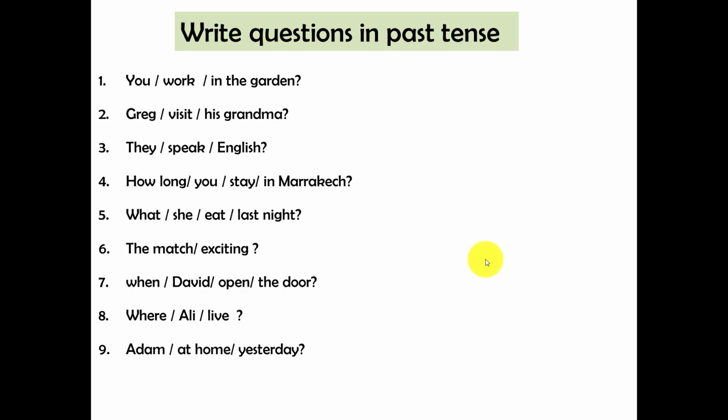You work in the garden. Make it a question. Good. So did you work in the garden? Good job. As you see here, did and the verb in the base form. If we have the auxiliary did, we put the verb in the base form.